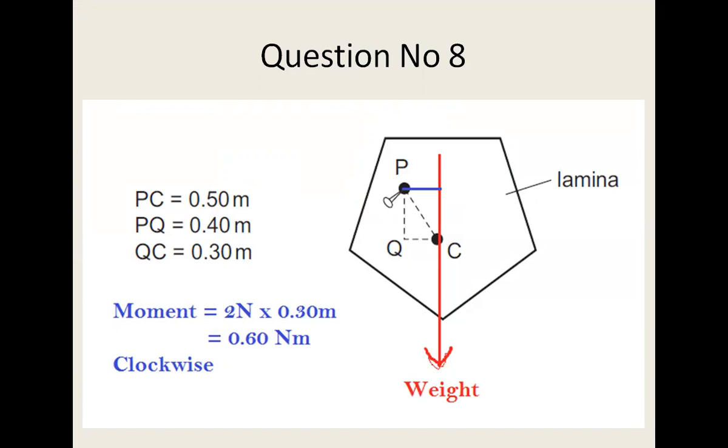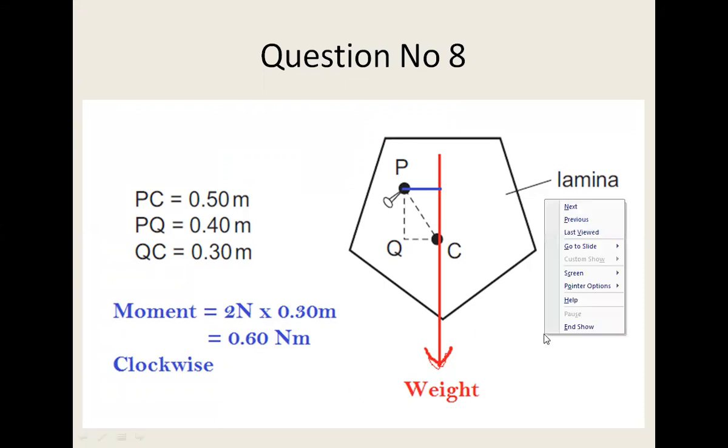magnitude of that moment. The weight of the lamina is 2 Newton, that was given in the question. And the blue line, which is the perpendicular distance between the line of action of the weight and the pivot, is equal to the QC. So I can use the QC length, that is 0.30. So 2 Newton multiplied by 0.30 meter will give you the moment. You multiply them, you get 0.60 Newton meter. 0.60 Newton meter clockwise moment.